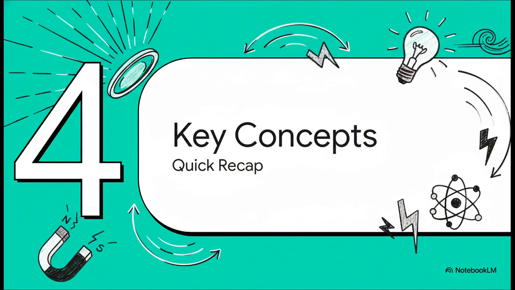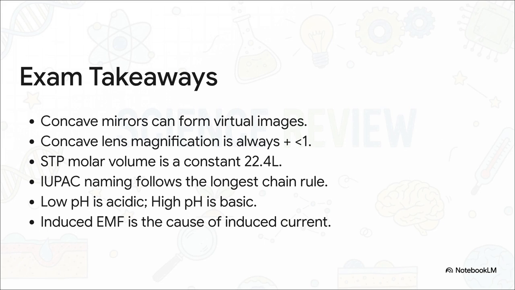So, we've covered a lot of ground from light waves to flowing charges. Let's just do a super quick recap of the core scientific ideas that were really at the heart of all these questions. So, here are the big takeaways. In optics, we saw that a concave mirror makes a virtual image only when the object is super close, between P and F. And for concave lenses, the magnification is always positive and less than 1. For chemistry, that magic number at STP is 22.4 liters, and when you're naming compounds, you always find the longest chain first. For acids and bases, it's all about the ends of the scale. Strong acids are near 0, strong bases are near 14. And finally, you can't have an induced current without an induced EMF to kick it off.